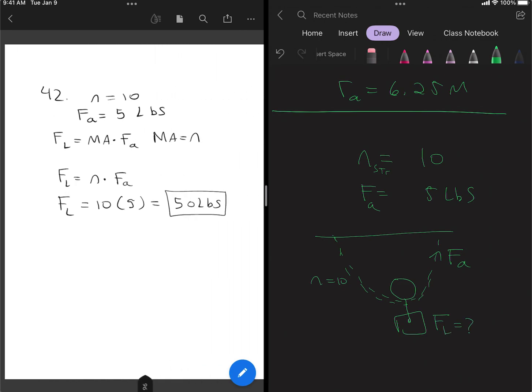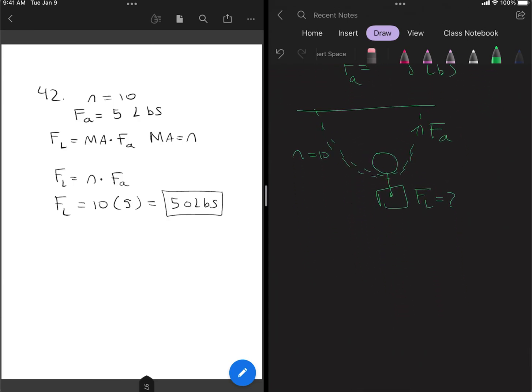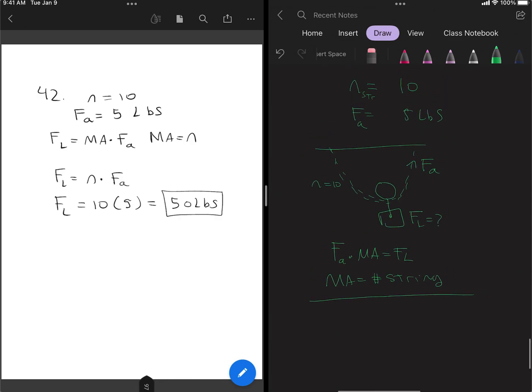So for a pulley, we're going to use the equation applied force multiplied by mechanical advantage is equal to load force. And we're also going to say that for a pulley, the mechanical advantage is the same as the number of strings. So we can just plug in here. Applied force is 5. Mechanical advantage is 10. And that's going to give you the load force. So that tells you that you can actually lift 50 pounds.